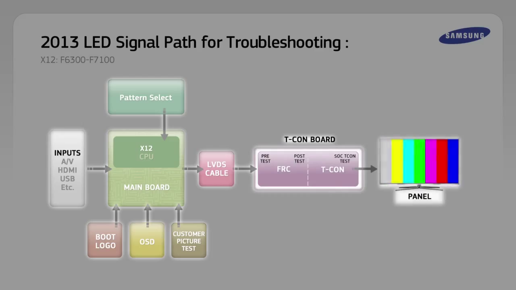Here, the frame rate control IC and TCON processor have been combined for 120 Hz or 240 Hz models. There are 3 sets of test patterns for testing the TCON board. Test patterns from the FRC section are labeled FRC Pretest and FRC Post-Test. There is also the SoC TCON test, which is generated from the TCON processor section of the board.